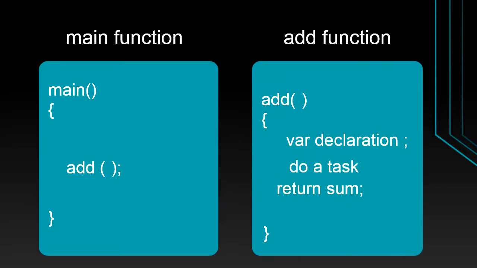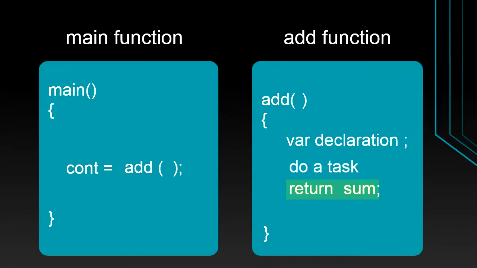Now we can also return the sum to the main function. If we are returning a variable to the main function, we need a container variable. Notice here that the arguments are not passed but the add function is returning sum. This is another way to write a function.